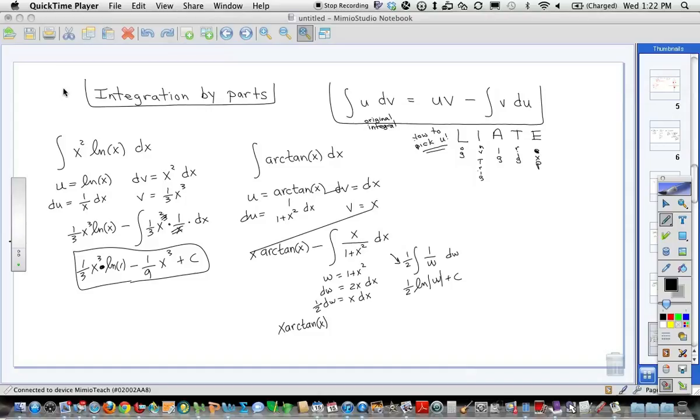All right, anyway. x arctangent x, minus 1/2 ln of 1 plus x squared, plus c. And of course, this would also be one where you wouldn't need the absolute value bars because 1 plus x squared is always positive. So you wouldn't have to have the bars there, but they're okay to have.